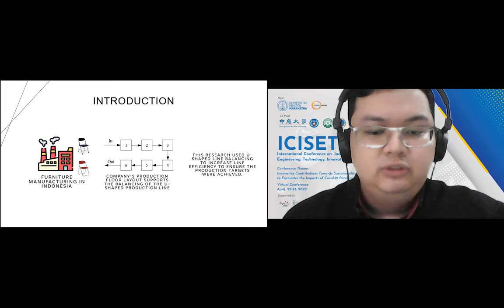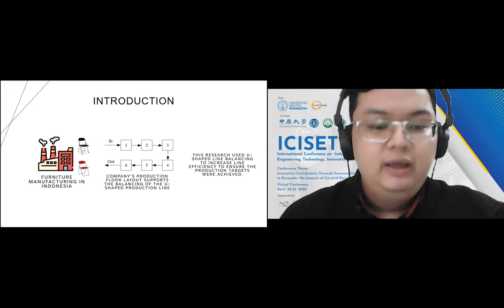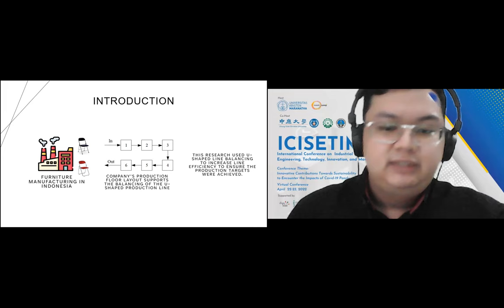And the condition of the company's production floor supports the balancing of the U-shaped production line because the layout of the production line was already U-shaped, even though the division of tasks and flow took place in a straight line. Therefore, this research used U-shaped line balancing to increase line efficiency to ensure the production targets were achieved.